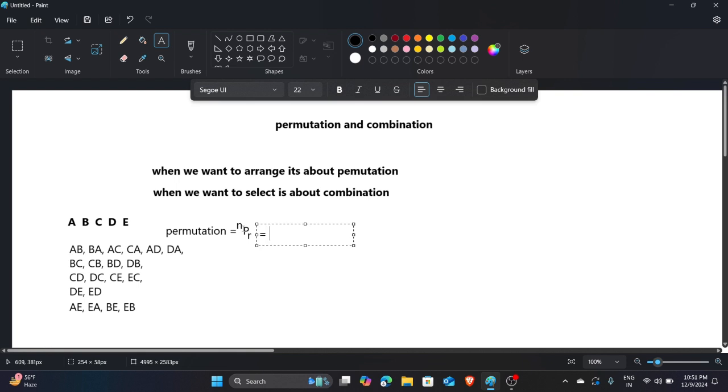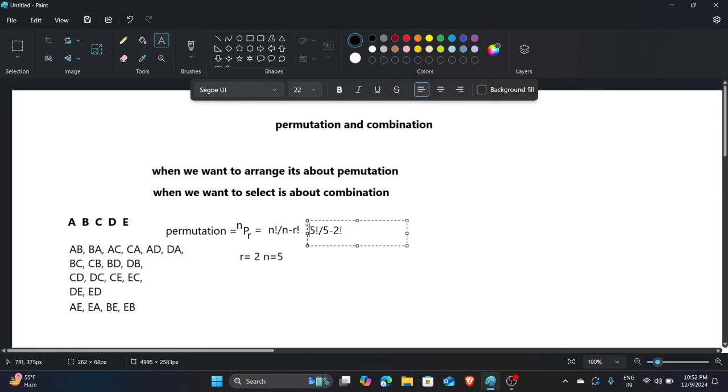Okay, so when we elaborate this formula, it is nothing but n factorial divided by (n minus r) factorial. Yeah, so this is the formula. As I said, we are taking two elements at a time out of five elements. So if we put these things in this formula, what happens? 5 factorial divided by (5 minus 2) factorial.